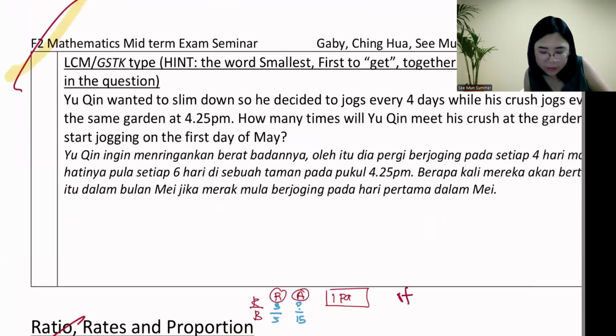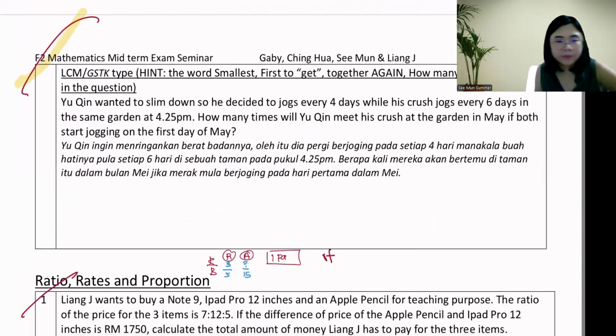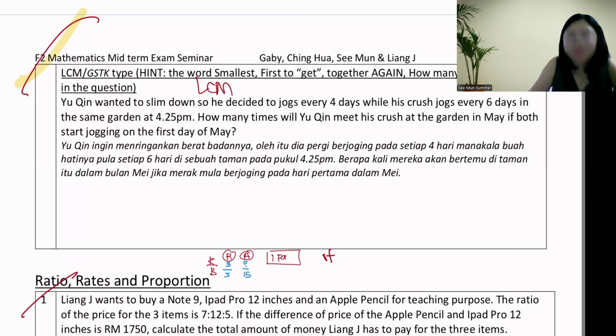Okay, now we do another one. Yuqing wants to slim down, so he decided to jog every 4 days, and his crush jogs every 6 days. How many times will Yuqing meet his crush if both jog on the first day of May? So is it LCM or HCF? Definitely it's not related to any division into groups or packets, right? Definitely it's LCM, because they want to count when will be the first time they meet. So how to do it?